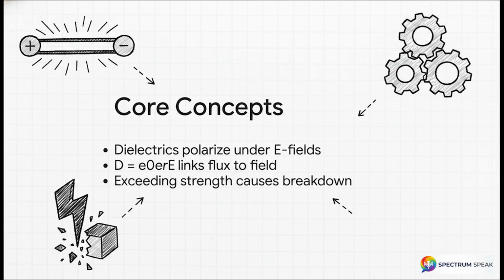Number 2, the fundamental math. The formula D equals epsilon naught times epsilon r times E perfectly links electric flux density, relative permittivity, and the electric field into one beautifully cohesive expression. And number 3, the gotcha. Exceeding a material's dielectric strength strips electrons right from their molecules, causing catastrophic conductive breakdown.